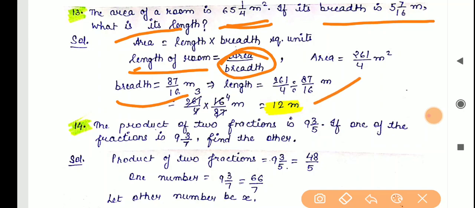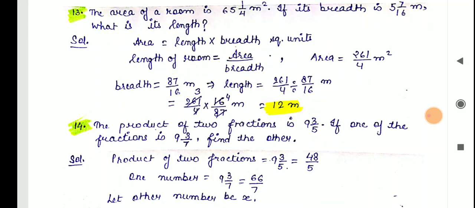Then we will solve it. 261 will go by 87, 3 times, and 16 by 4 goes 4 times. Then the answer will be 12 meters. So the length of the room is 12 meter.